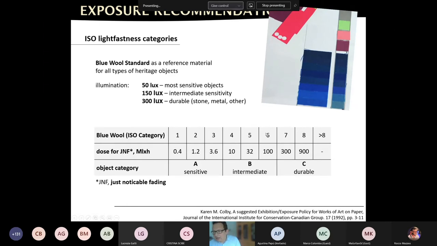Yes, so we have these 8 categories, or 9 categories in fact, which are equivalent to blue wool 1, 2, 3. So blue wool 1 is the most sensitive, blue wool 8 is the least sensitive type of material. So we know what kind of dose of light is needed to see just noticeable fading for a given material belonging to these categories, number 1, 2, 3, 4, 5, 6, 7. Very often much broader categories are used for heritage objects. We describe them as sensitive, intermediate, or durable, just connecting this to the light fastness categories 1, 2, 3, 4, 5, 6, and so on.